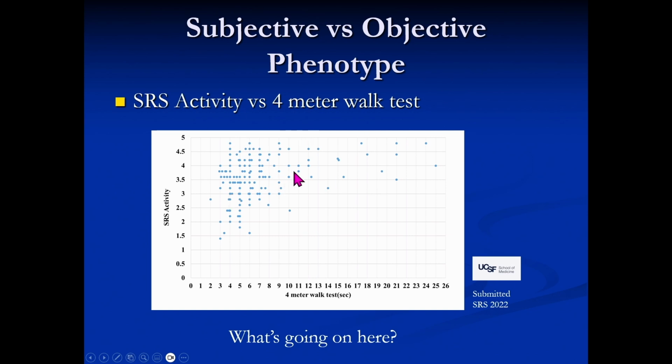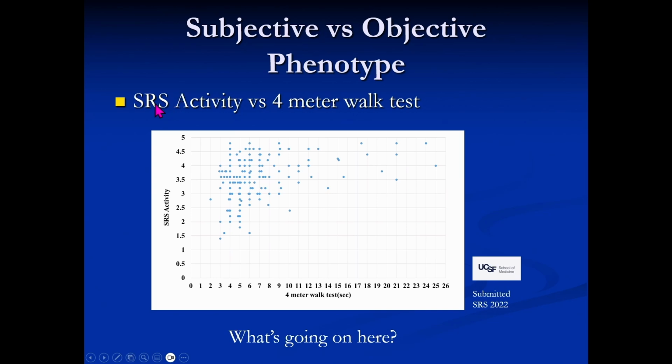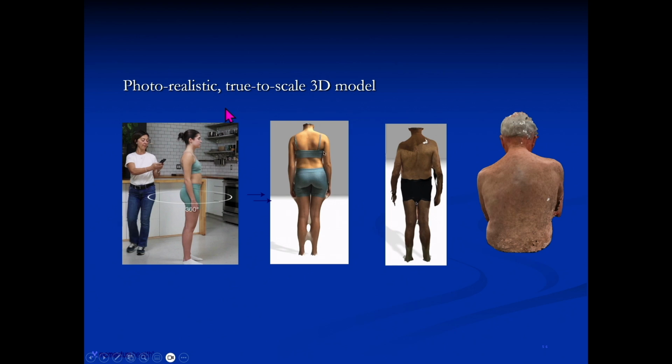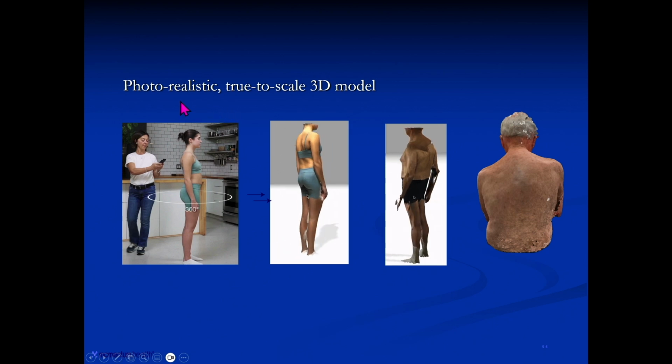Okay, there's no relationship. You ask, how do you walk? I walk really well. And then you actually measure their walking, it's terrible. And vice versa. So if you're using this metric, the SRS activity, to predict their outcome, it's not going to be as accurate as if you were actually creating digital twins of the patients on the front end. So let me show you some things that we're doing, and then I'll finish up.